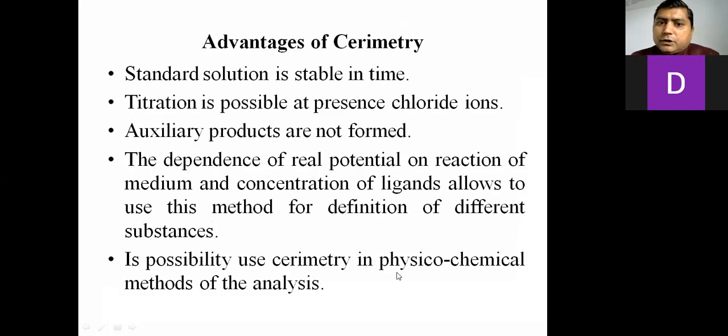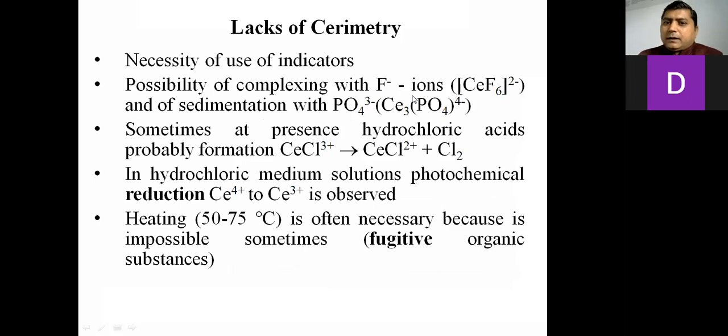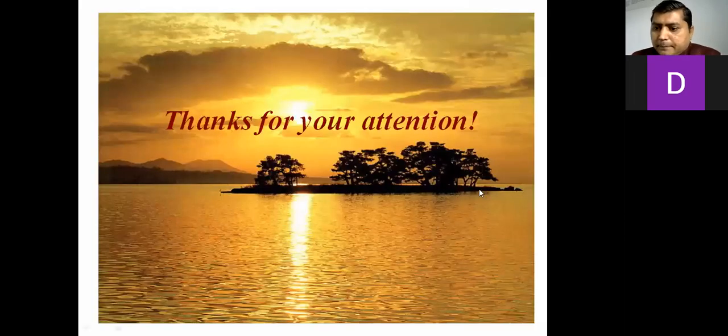The advantages of cerimetry titrations: the standard solutions are stable over time, and titrations can be done in the presence of chloride. Cerimetry titrations can be used in real time, and for physicochemical analysis. Some disadvantages: an indicator is required, complex formation with fluorine may take place somewhere, and heating is required. So that is what we have discussed. Thank you.